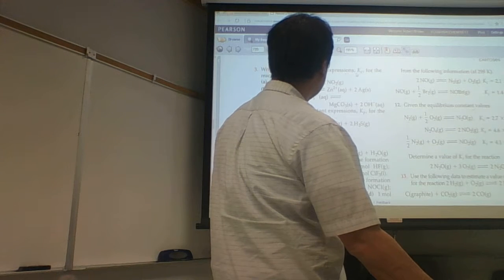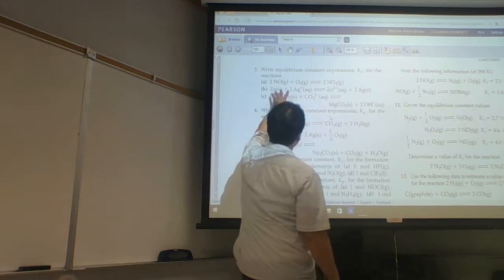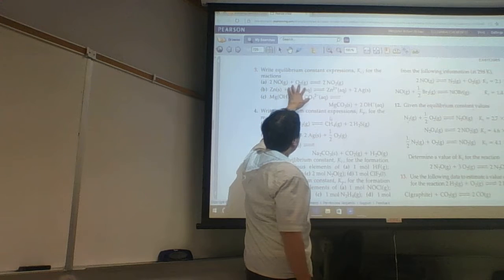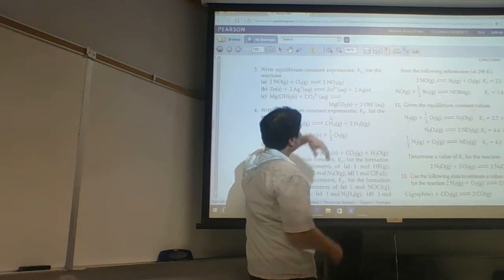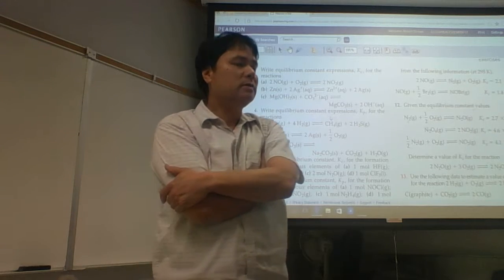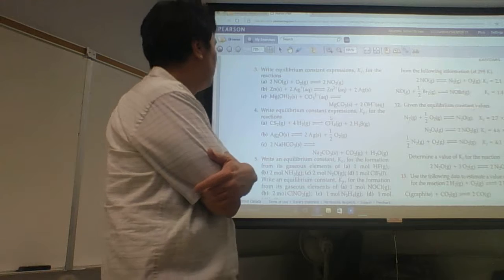Write an equilibrium constant expression Kc for the reactions. So this would just be all concentrations here. But when we look at this, these are all gases. So normally when we have gases, do we use a Kc or Kp? We use a Kp. Is it okay to use a Kc? Yes, it's going to be a different number.